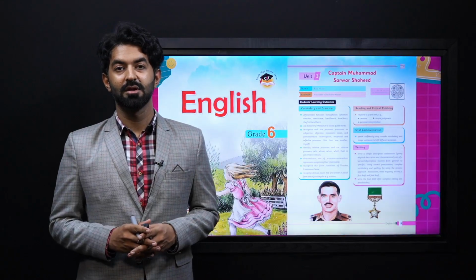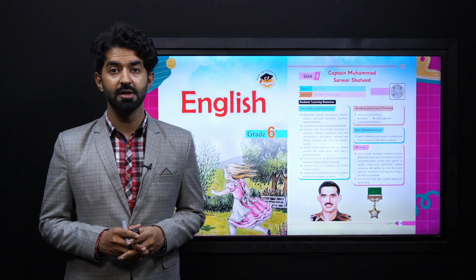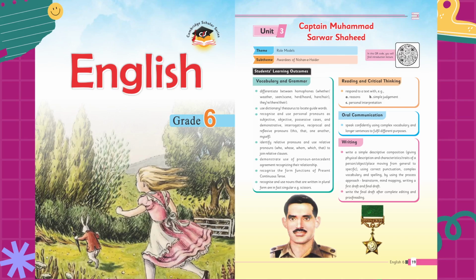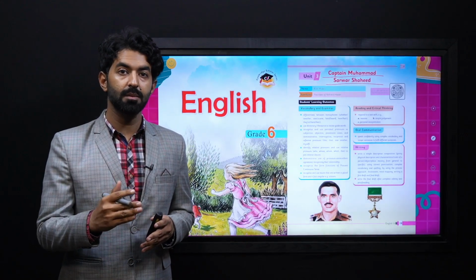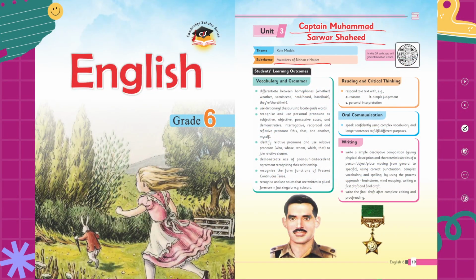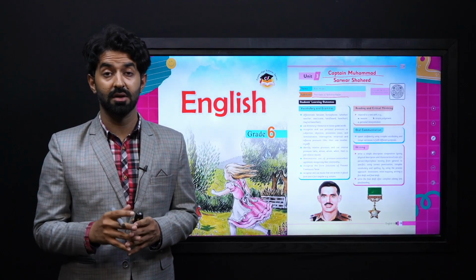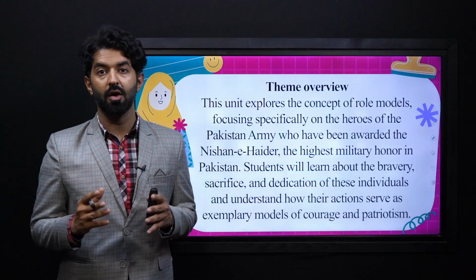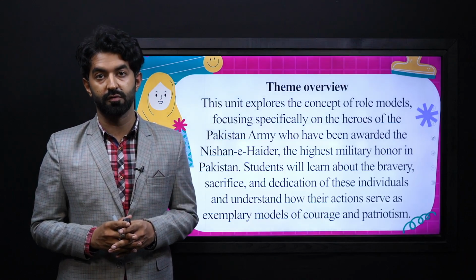My dear learners, now after ending unit number 2, we are going to deal with unit number 3 of grade 6. And the title is Captain Muhammad Sarwar Shaheed. You can clearly see that the theme is about role models, and the sub-theme that we are dealing with in this unit is awardees of Nishan-e-Haider. Now, I hope that you have thoroughly read the whole text of the lesson. Now, let's take a quick overview of the theme that we explored in the text of the lesson.